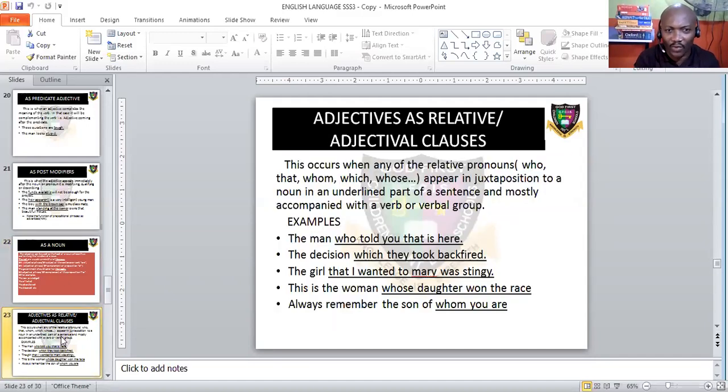Adjectives can be used as relative adjective clauses, and this occurs when any of the relative pronouns like who, that, whom, which, whose appear in juxtaposition, or side by side, to a noun in an underlying part of a sentence and is mostly accompanied with a verb or verbal group. In this case, we say it is an adjectival clause.